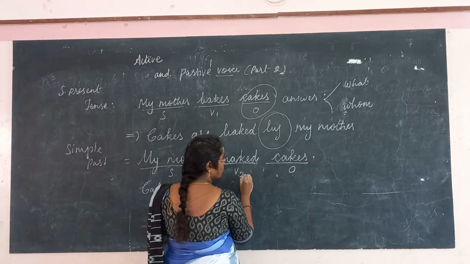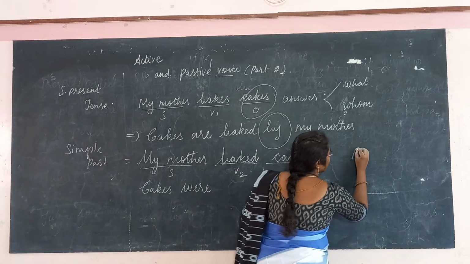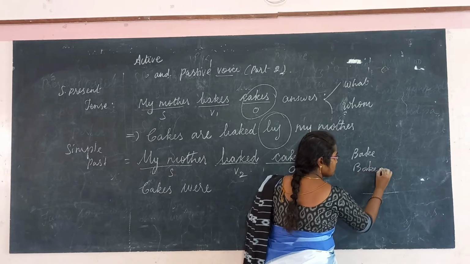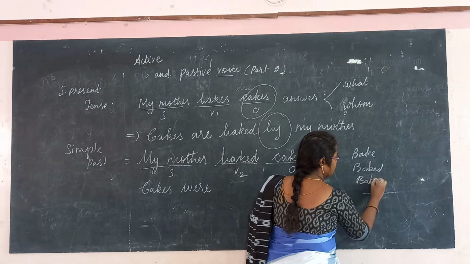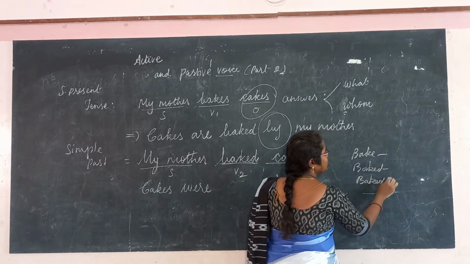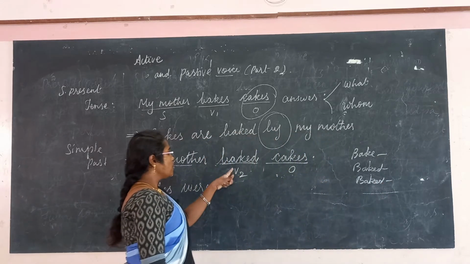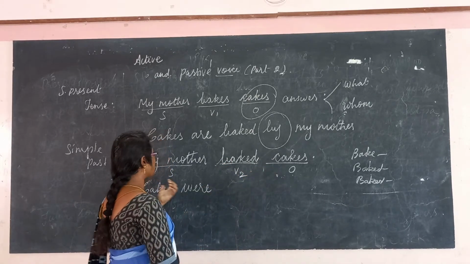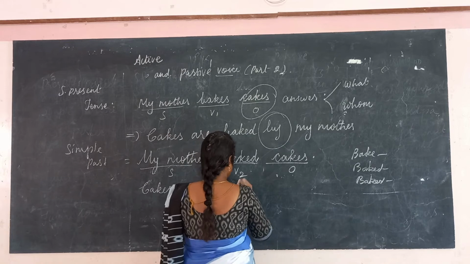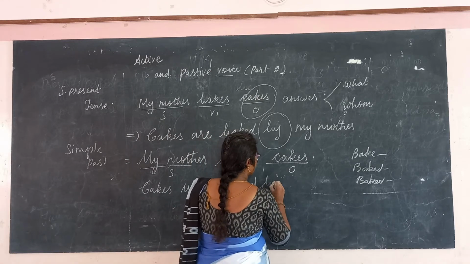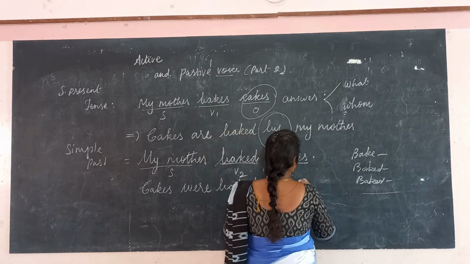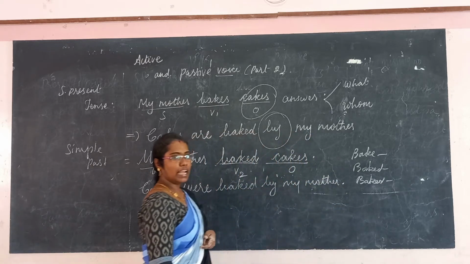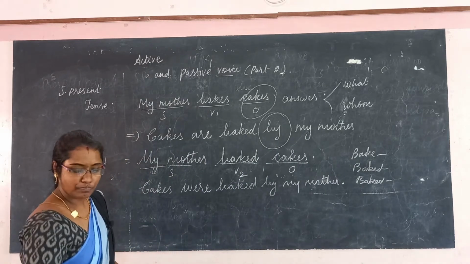This is the V2. Bake, baked, baked: V1, V2, V3. This is already in V2 form, but I have to use the V3 right now. So cakes were baked by my mother. So this is for the simple past tense.